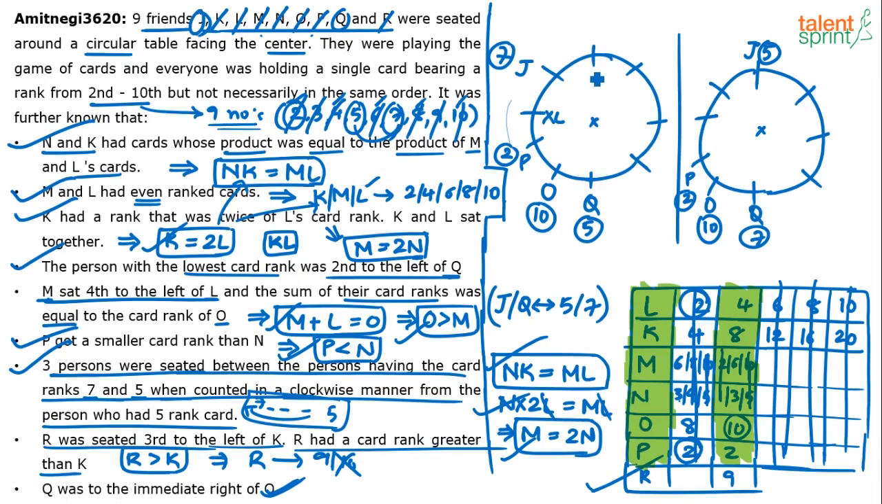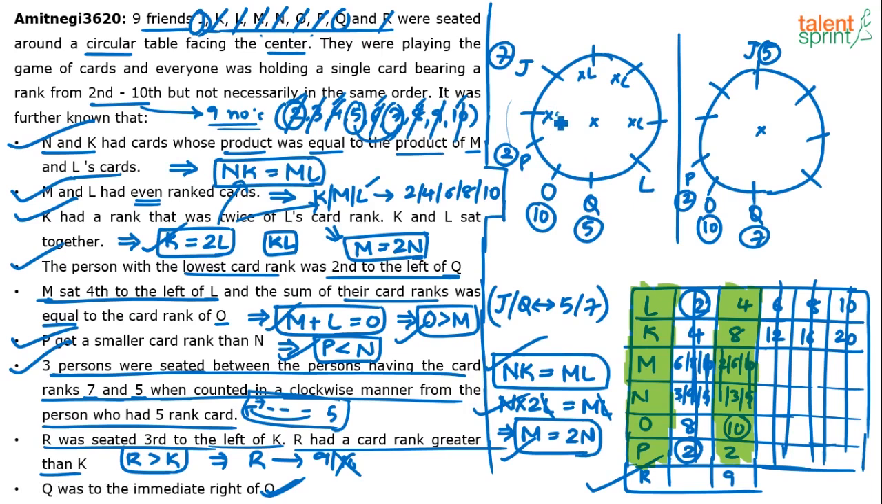Let's say L comes in this position. What do we know? M is fourth to the left of L. So left is clockwise, right? First, second, third, fourth. M has to come here. Is that possible? No, because Q is already seated here. So L cannot come there. Can L come here? No, because if L comes here, M has to come here. First, second, third, fourth. Not possible. And L cannot come here as well, because if L is here, M is fourth to the left of L, and M has to come here. Not possible. So I think the only possibility for L is this.